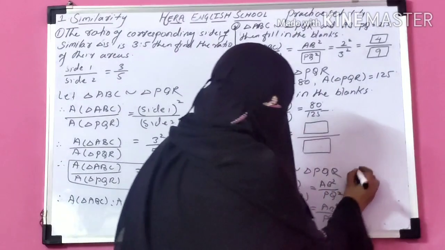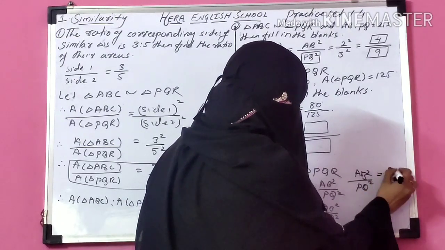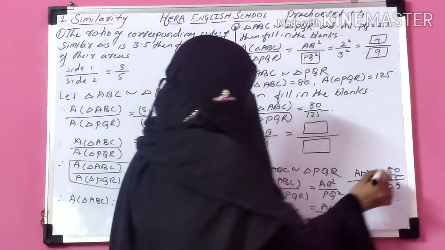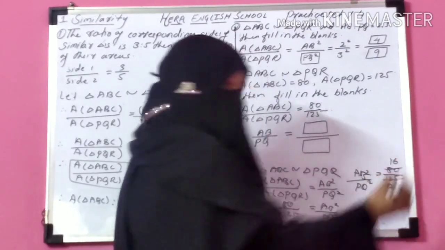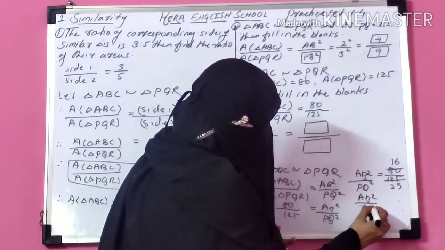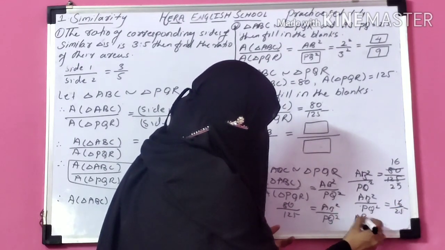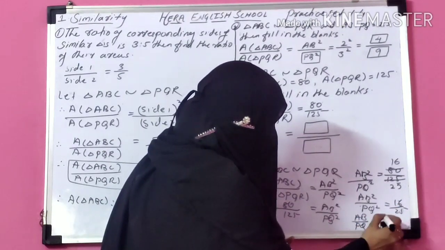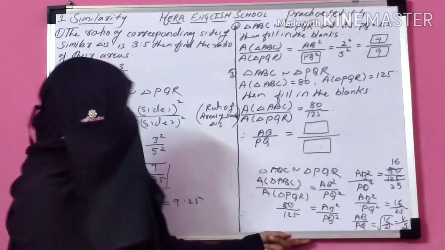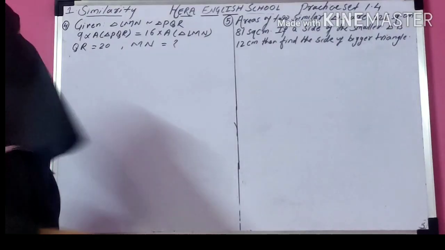So AB square upon PQ square is equal to 80 upon 125. 5 2s are 10, 5 5s are 25. 5 1s are 5, 5 6s are 30. Okay, so you get AB square upon PQ square is equal to 16 upon 25. That means AB upon PQ is equal to under root 16 upon 25, that means 4 upon 5. So your answer AB upon PQ is 4 upon 5. Okay. Next question number 4.